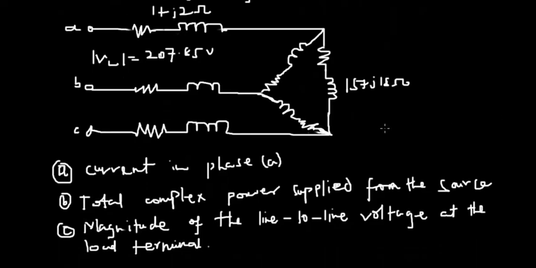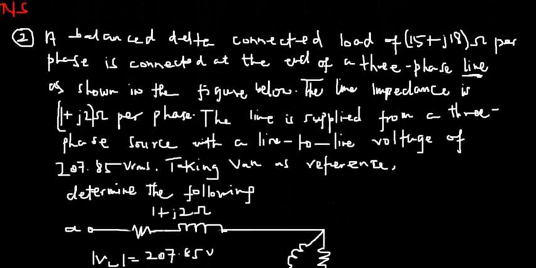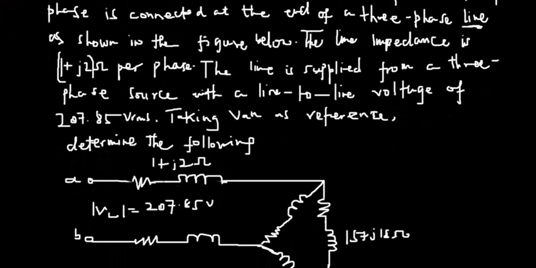Now we have to use VAN to convert a certain parameter. So we have three phases over here, which are in a balanced delta connected load. Now we can do one thing.